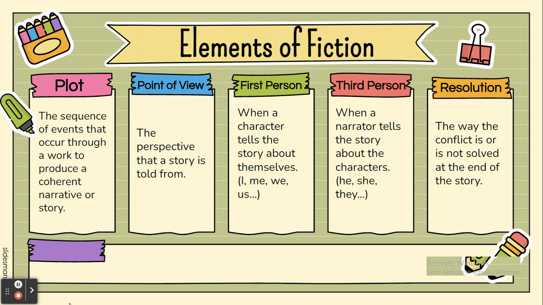Then, of course, we have resolution, the way the conflict is or is not resolved at the end of the story. For example, in a movie like Avengers Endgame, there is a resolution to that. The problem is solved. In Infinity War, the end of that movie shows the Avengers losing the fight. So the conflict for them is not necessarily solved, but the conflict is ended at the end of the story. So it's important to remember that sometimes a resolution doesn't mean that the character gets what they want. Sometimes they don't.